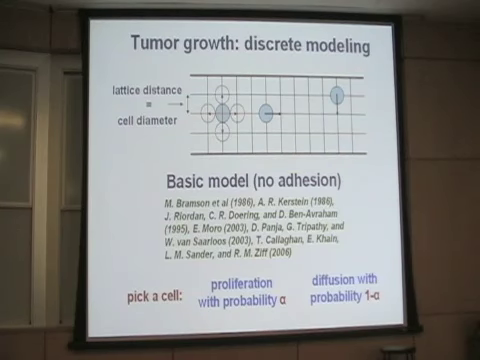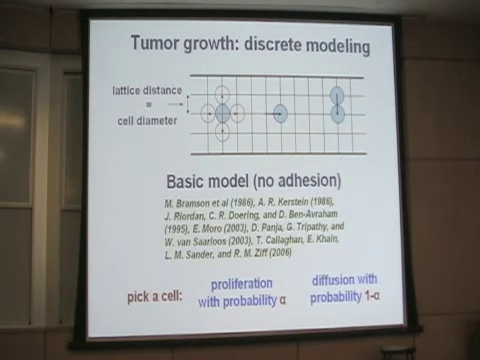This is a two-dimensional model. Consider a lattice, and every lattice site can be occupied by a cell or can be empty. The dynamics is the following: you pick a cell randomly, and then the cell can proliferate with some probability alpha, or the cell can migrate to a neighboring site with probability 1 minus alpha. As I said, the diffusion time is much shorter than the time for proliferation, so alpha is a small number.